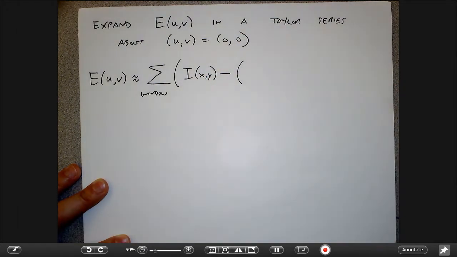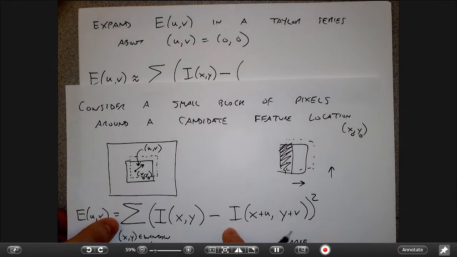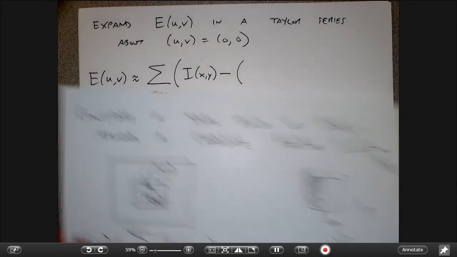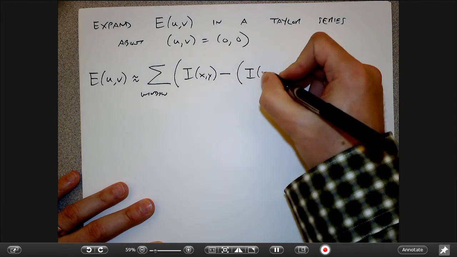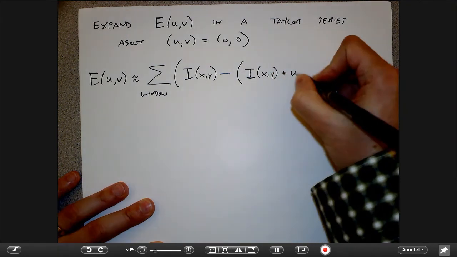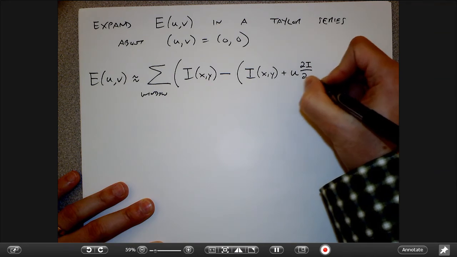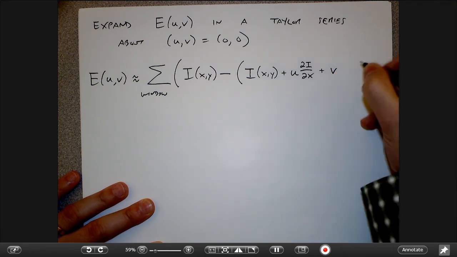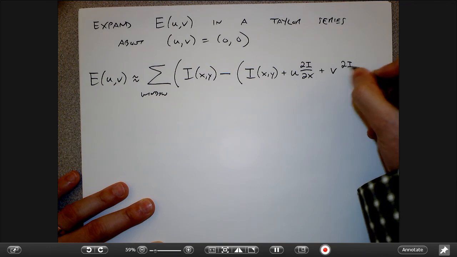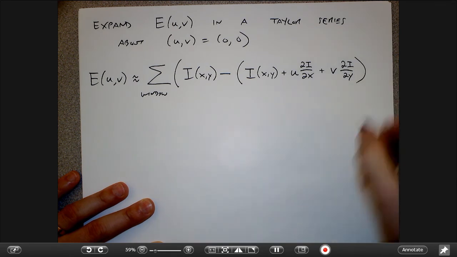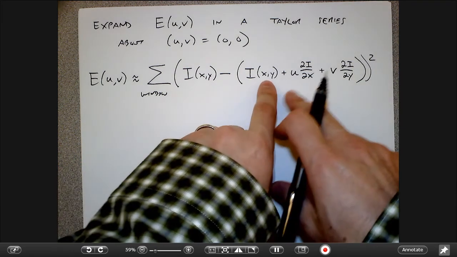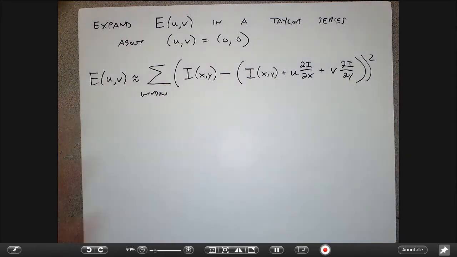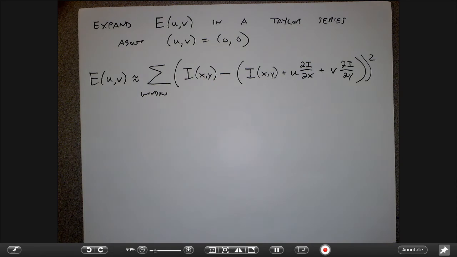And then the part that used to be here, x plus u, y plus v, I can approximate as basically the original image plus u times the gradient in the x direction plus v times the gradient in the y direction. That's kind of like saying... well, if this doesn't look familiar from a Taylor series, then you have to go back and look at calculus to remember how Taylor series work, right?